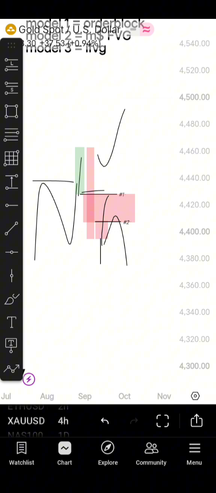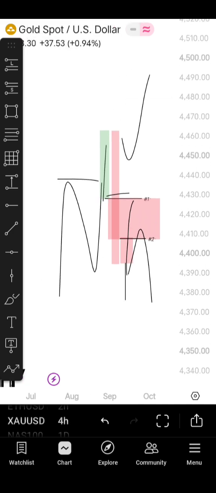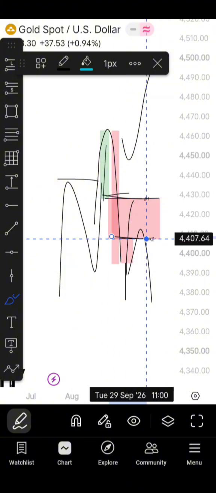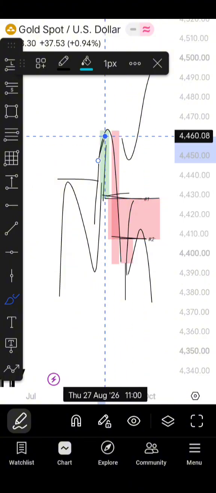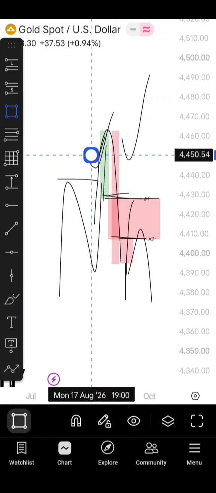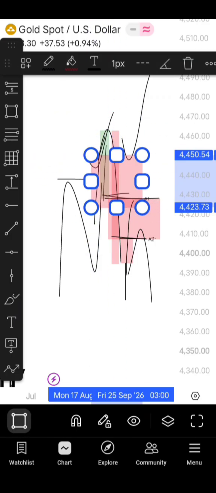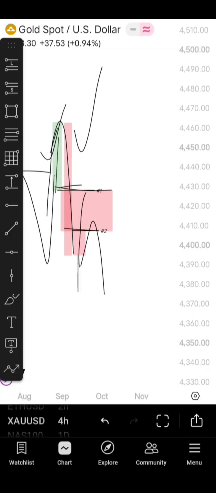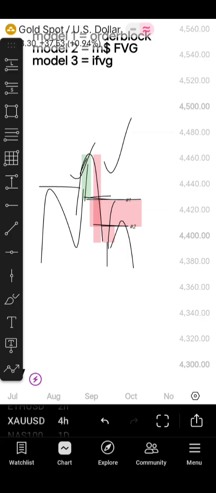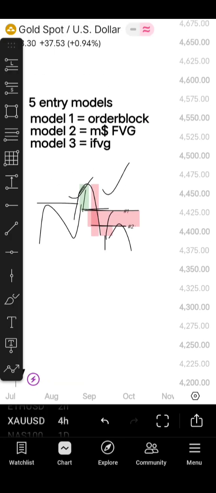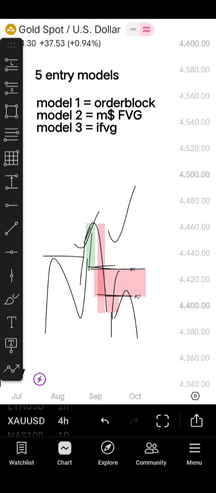So if, for example, market swept the CRH and reversed here and made the model 1 and model 2 entry, tapped into the key level, and you got an FVG in this leg on the left side, and market also inversed it with the V shape, then this model 1 and model 2 will become very A plus, like it will become more highly accurate with the IFVG. So these are just simple entry models.